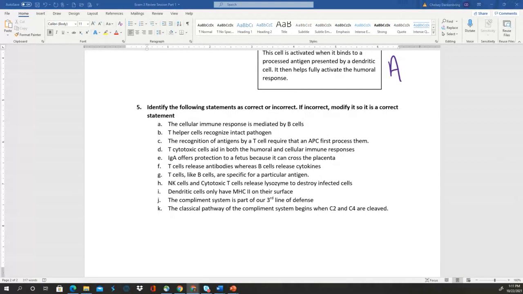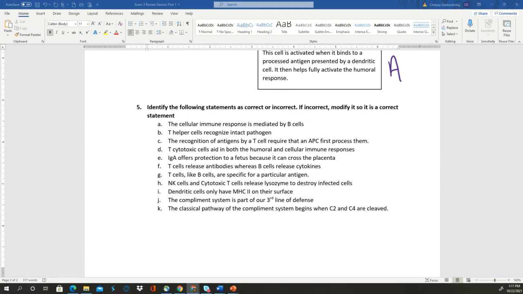All right, letter F. T cells release antibodies, whereas B cells release cytokines. True or false? Good. It's flipped. For reviews, I like to throw in a lot of falses to get y'all to tell me what will make it correct. I try not to go too heavy one way or the other on exams. So to make that true, we just flip it. B cells release antibodies, whereas T cells release cytokines.